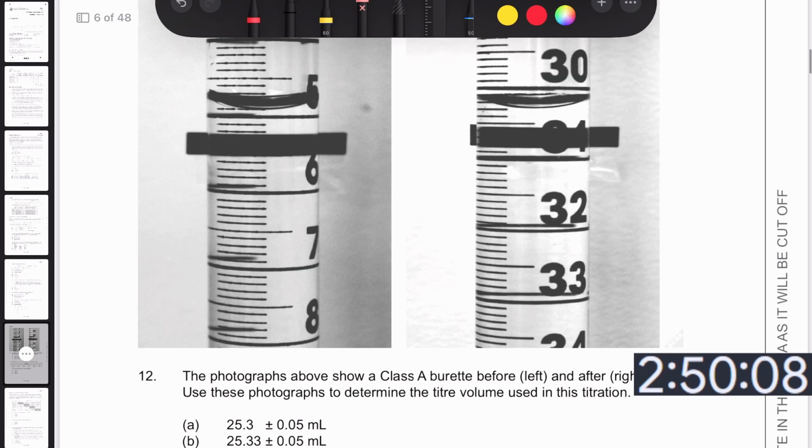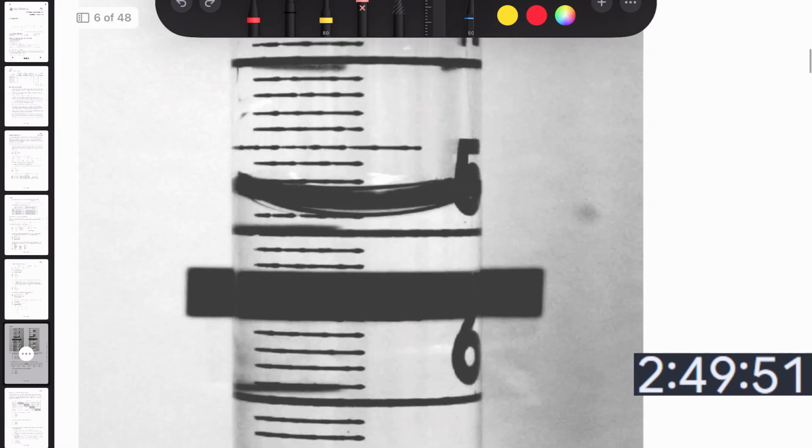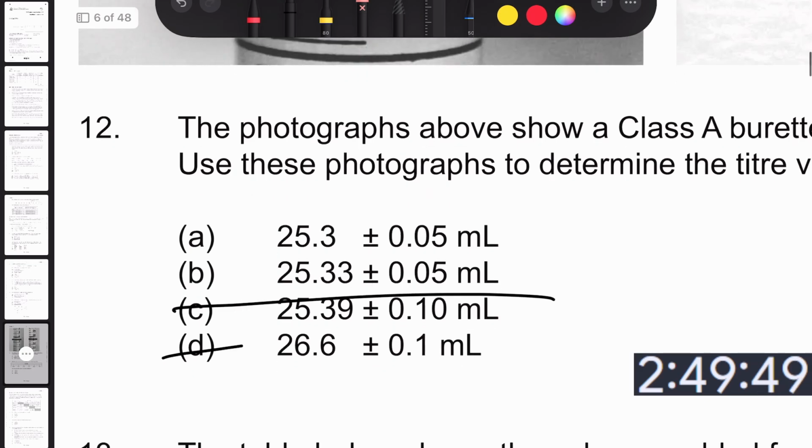The photographs show a class A burette before and after a titration. Using this photograph to determine the titre volume used in this titration. Titre volume. Okay, so the smallest increment we can see is 0.1. So our measurements, or our uncertainty, will be half of that.